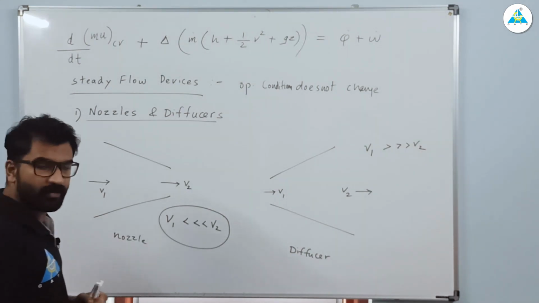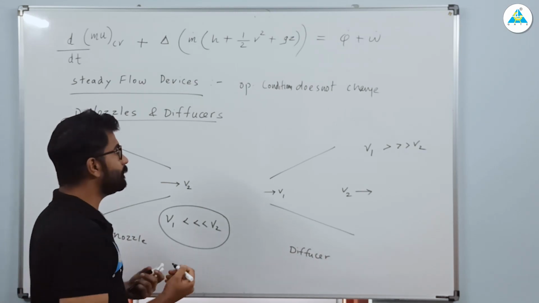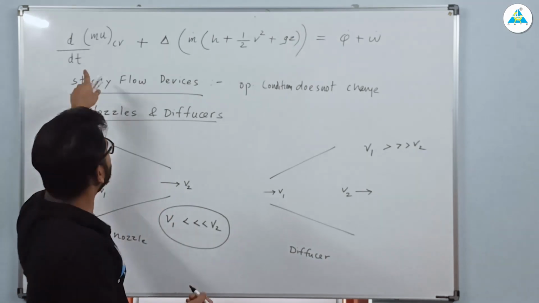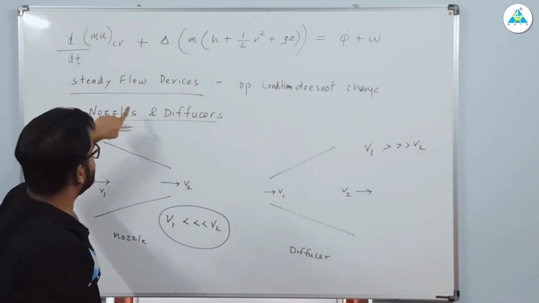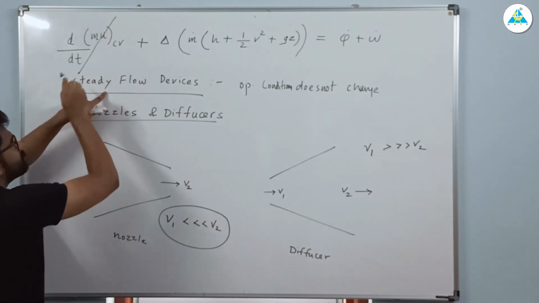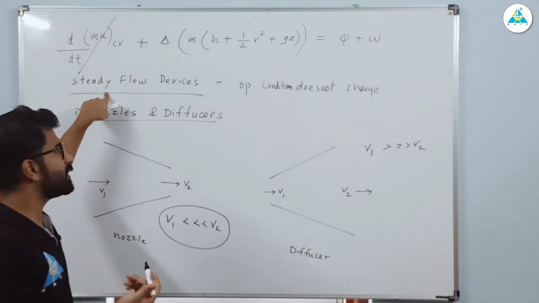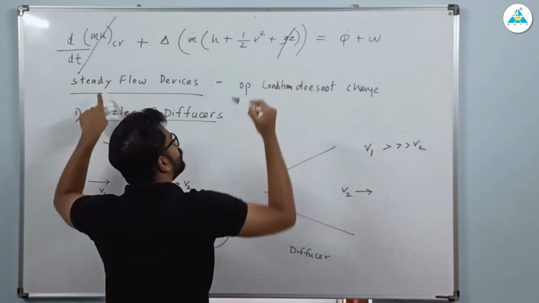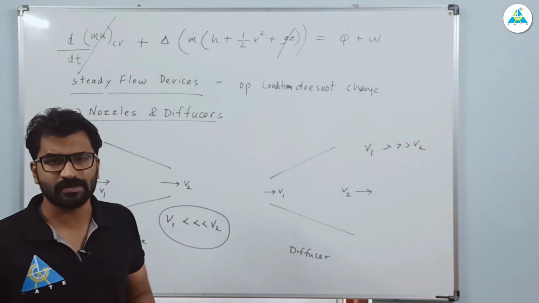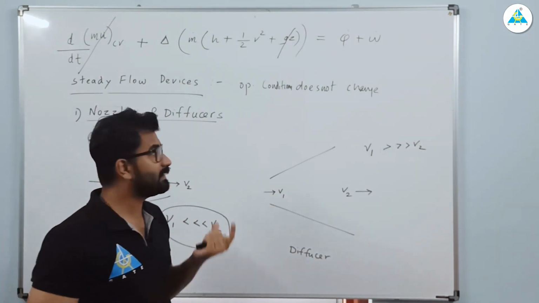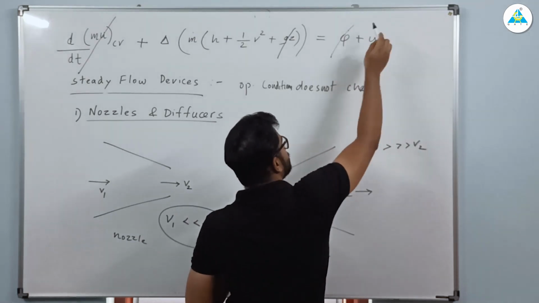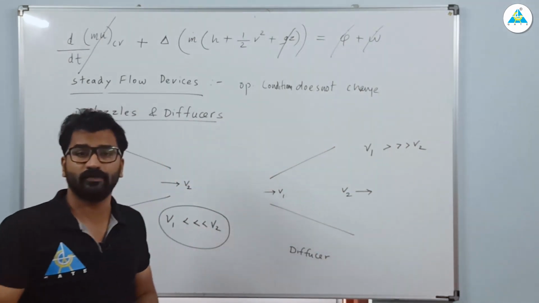Generally, whenever we solve questions based on a nozzle, what are the terms that get cancelled in this equation? It is a steady flow device, so the first term will be cancelled out. Generally we don't consider the potential energy. Normally we will take the heat transfer as 0, and work transfer as 0 for nozzle and diffuser.